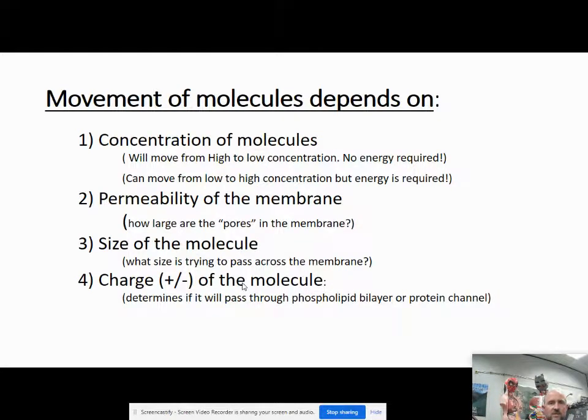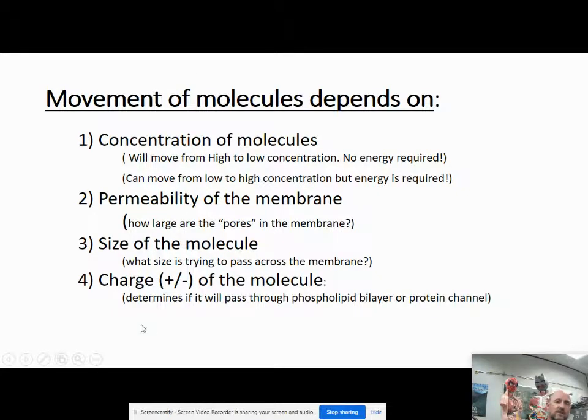Okay, so movement of molecules, concentration. So like I said, it will always move from high to low concentration. This happens without any energy. It's just the nature of gases and things out there. We could, in the cell, move it from low to high, but we're going to have to put energy into that. We'll talk about that later. Things that also depend on movement is how big is it? What's its charge? The reason salts can't get through, they're not very big, but they have this weird charge.